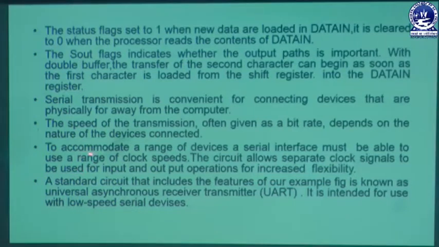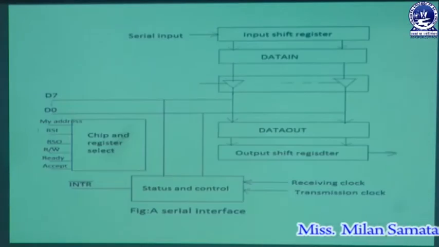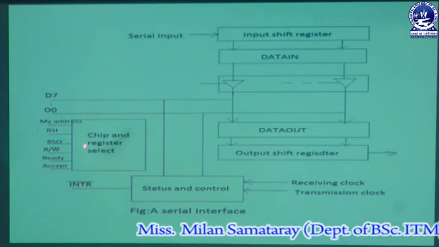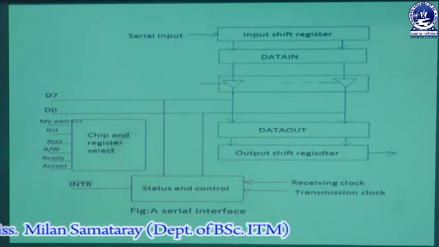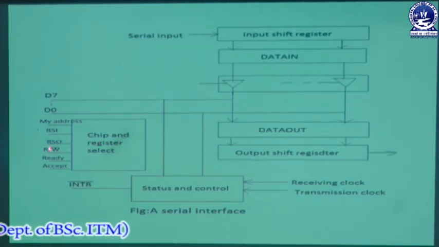Then, to accommodate a range of devices, a serial interface must be able to use a range of clock speeds. The circuit allows separate clock signals to be used for input and output operations for increased flexibility. Here you can see in this picture the chip and register select, which uses ready, accept, address, and read/write.